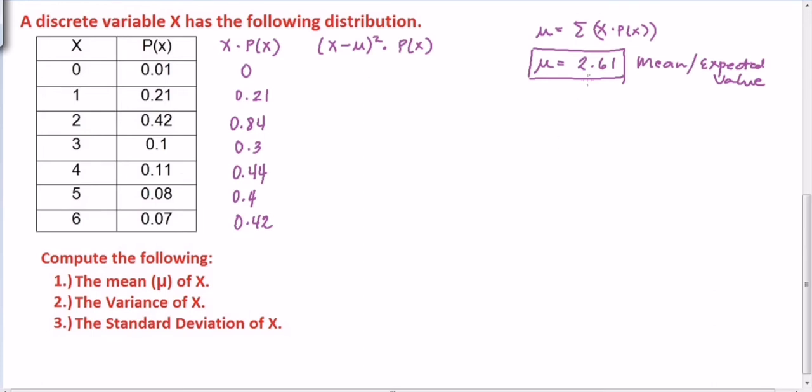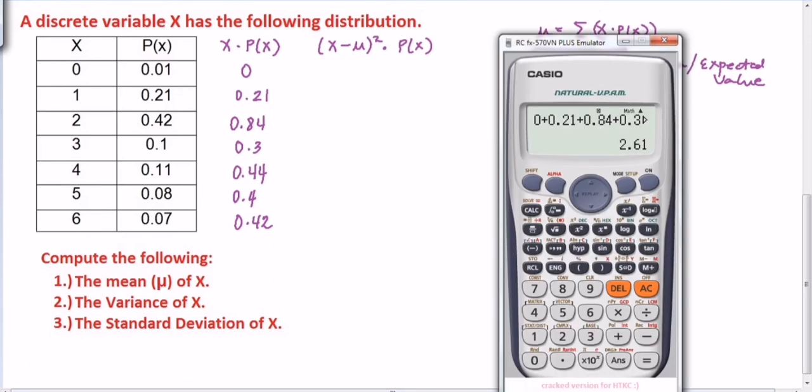Okay? So, let us have variance. So, ang variance, guys, kukunin nyo sa column na to. Okay? So, ang gagawin nyo, i-input nyo lang yung x minus mean. So, i-calculate nyo na siya kagad.